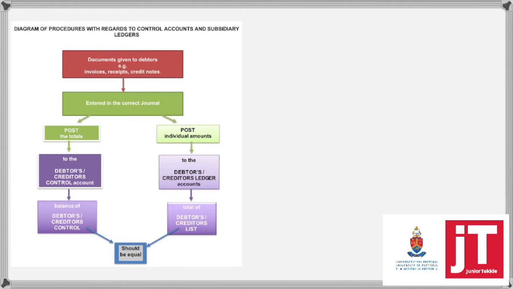And then eventually, if you balance your debtors control account in the general ledger, then that balance must equal the total of all the debtors or creditors at the end of the month. So if you're working with a debtors ledger, the debtors control account must equal all the debtors added together. Or if we're working with creditors, the total of all the creditors at the end of the month in the list must equal the balance of the creditors control account.